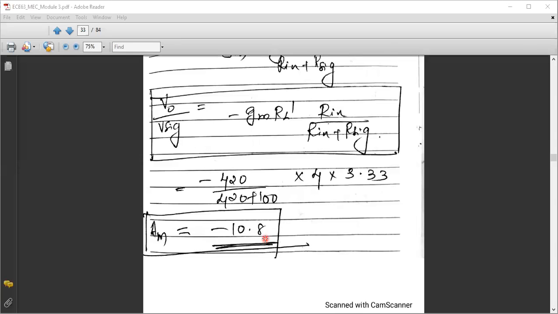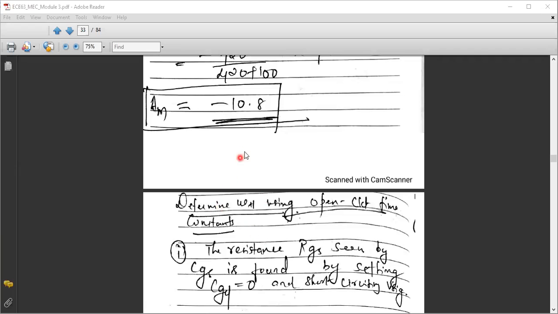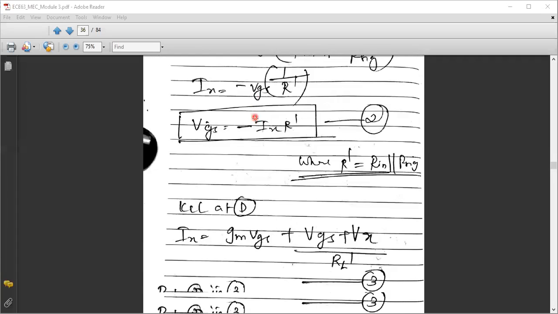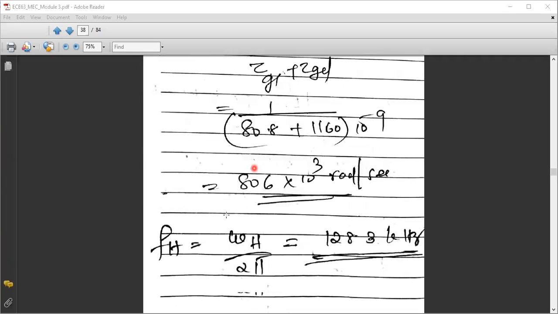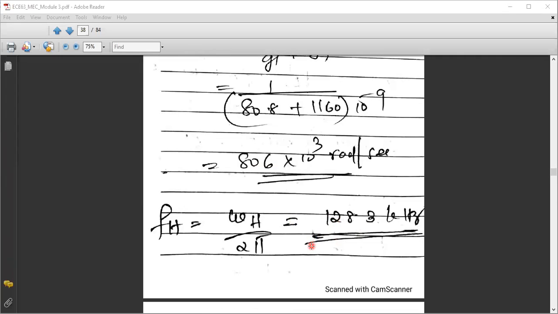After this particular frequency, the gain drastically reduces. It becomes 70.7%, or 0.707 into 10.8. That will be the gain at this particular frequency. So a question can be like this also: find the gain at this particular frequency. Then you know that at FH, the gain will be 0.707 of the mid-band gain. So you need to multiply 0.707 into 10.8. That will be the gain at this particular frequency. I hope the concept is clear for you.